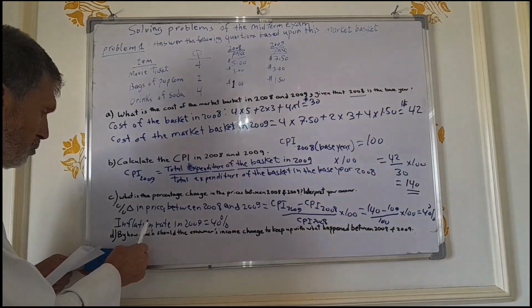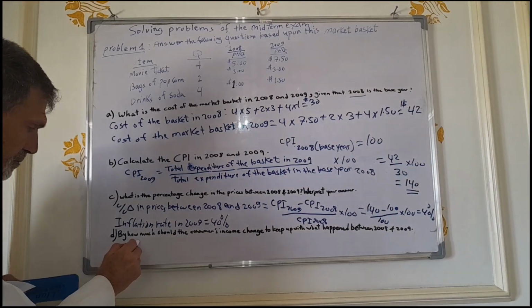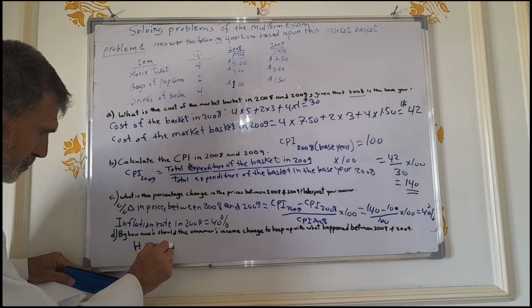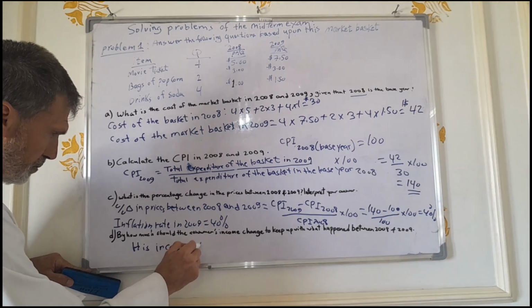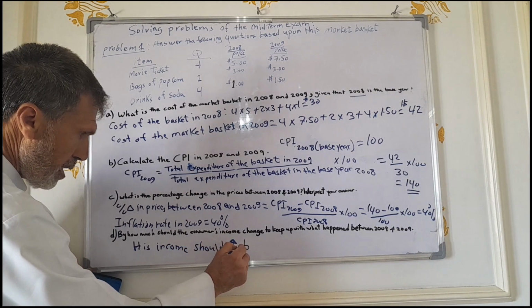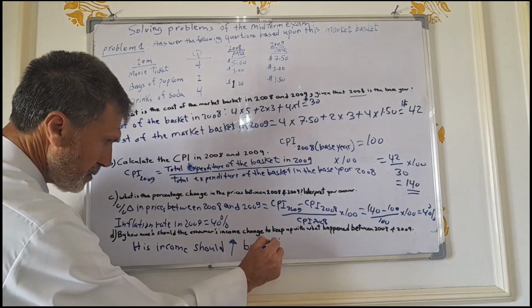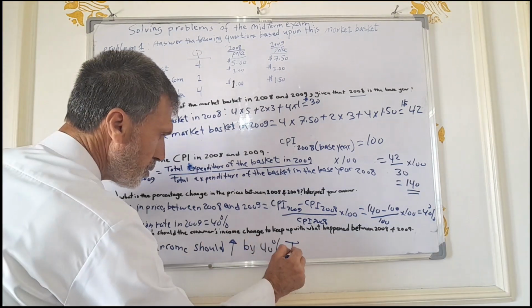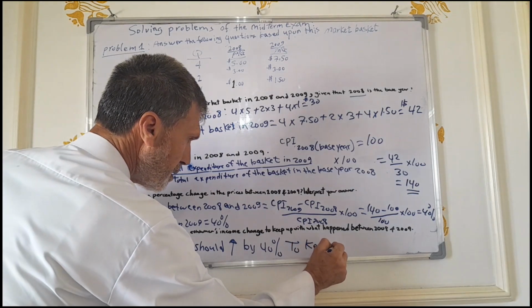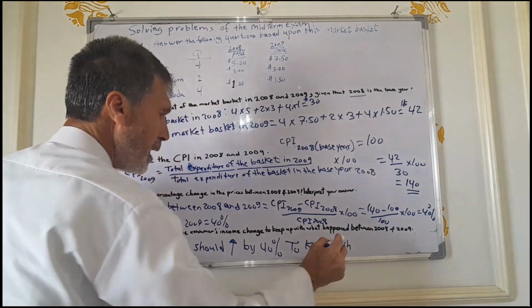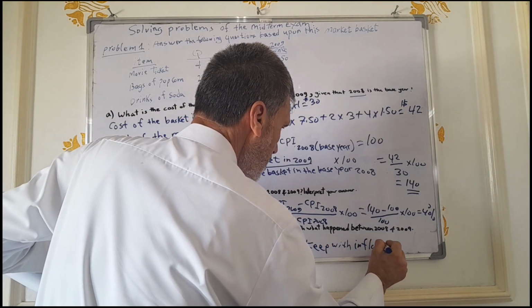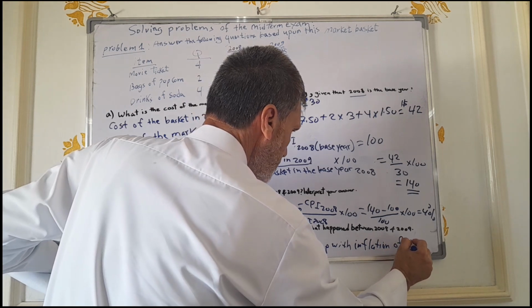So to answer this question, we say his income should increase by 40% to keep up with inflation of 40%.